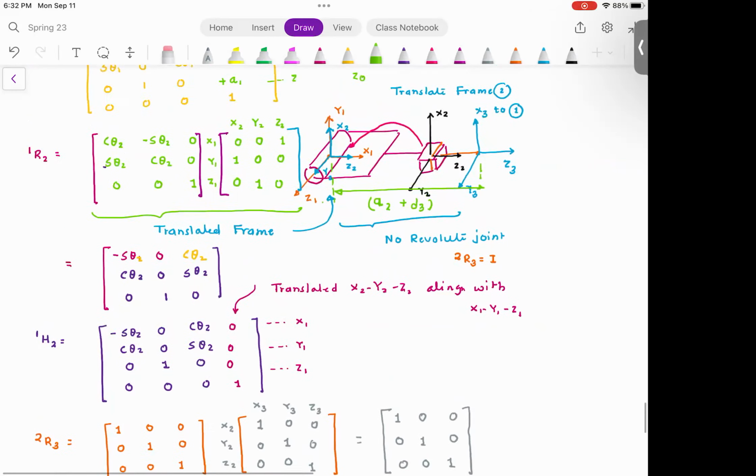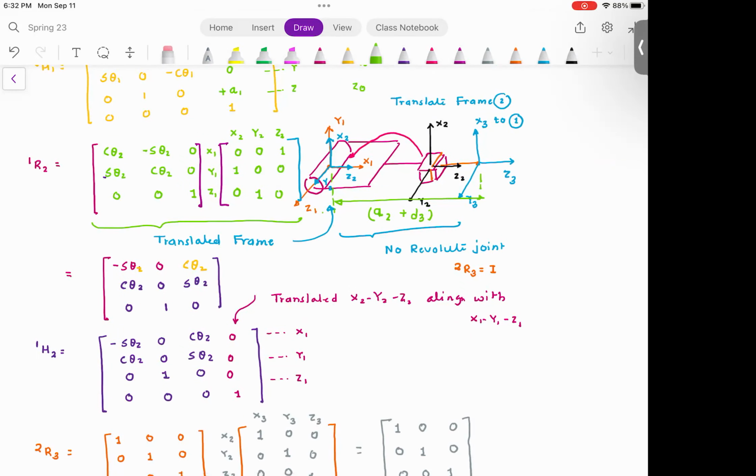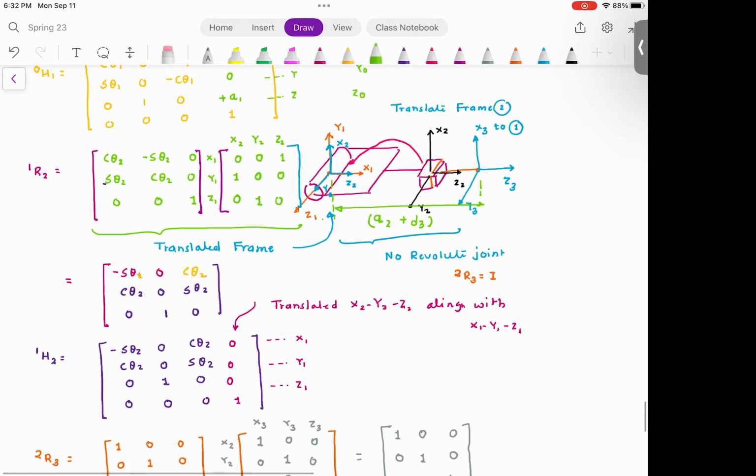Now let's identify, and I will explain this once again. In this problem, the rules were not satisfied. So we translated the frame. After translating the frame, we found the rotation matrix between frame number 2 and frame number 3. Since the only relationship was because of the prismatic joint, we got an identity rotation matrix. And in this case, fortunately, we got an identity projection matrix. So we finally got identity.